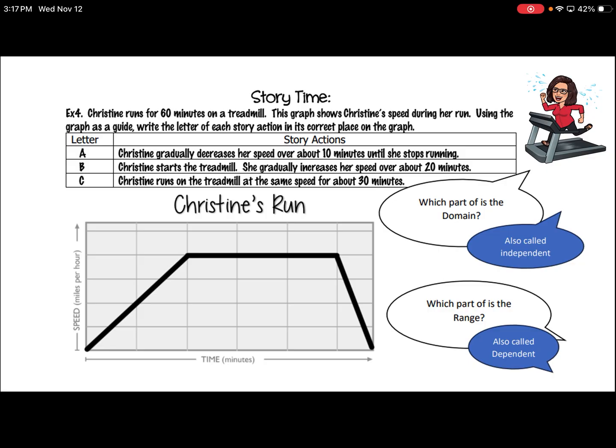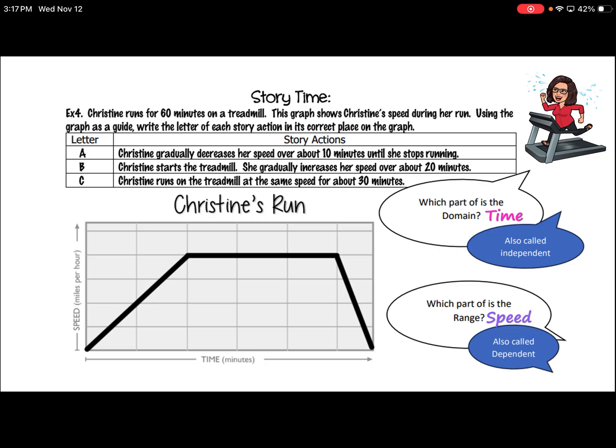What is the domain in this one? Remember, domain are the x values. Is the x values the time she's spending or the speed she's running? The time is the domain. What would be the range values in these? The range would be the speed.